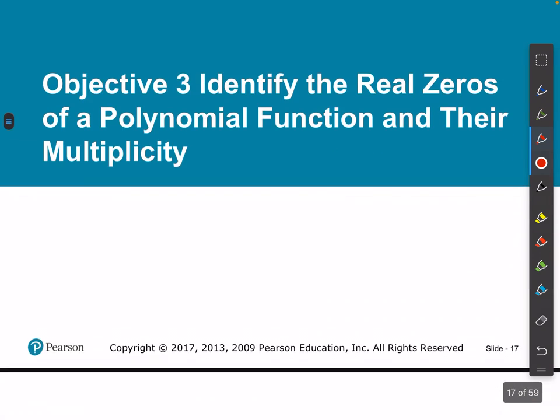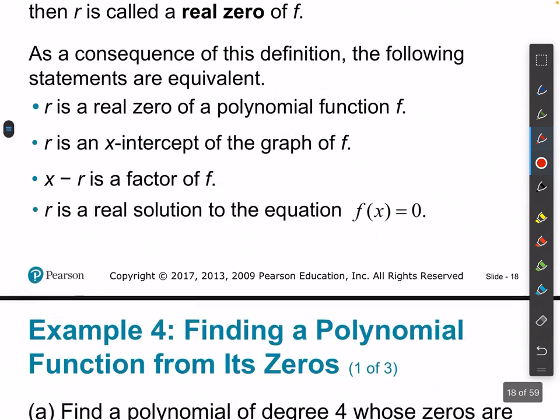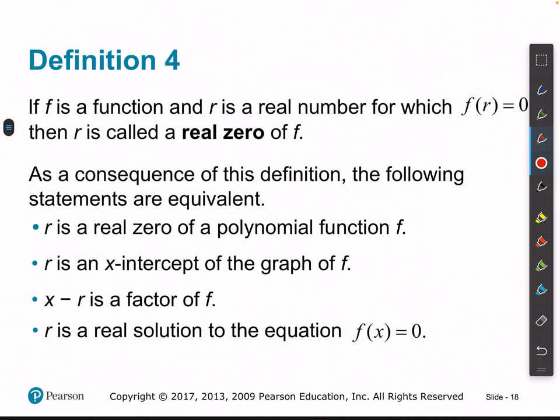Objective 3, identifying the real zeros of a polynomial function and their multiplicities. Okay, so let's get some definitions in here, you guys. This will be the last thing we do on this video. It says if f is a function and r is a real number for which f of r is 0, then r is called a real zero of the function f. As a consequence of this definition, the following statements are equivalent. R is a real zero of a polynomial function. R is an x-intercept. X minus r is a factor. Remember that factors are places where we cross zeros. And r is a real solution.